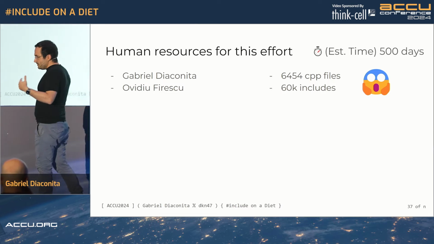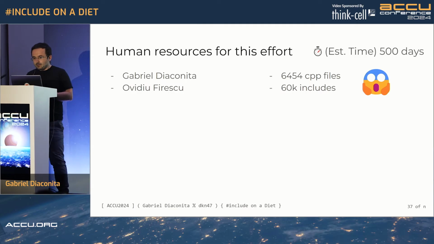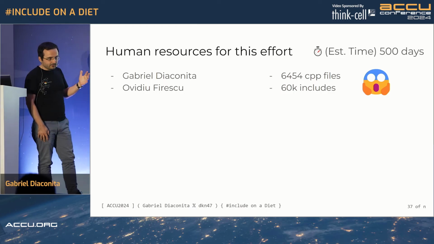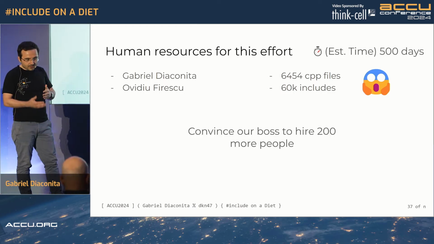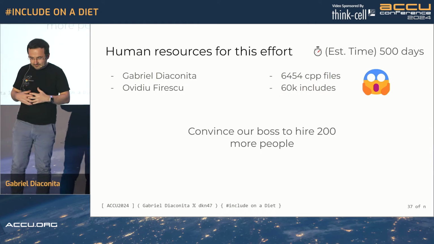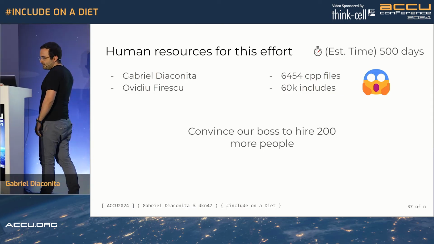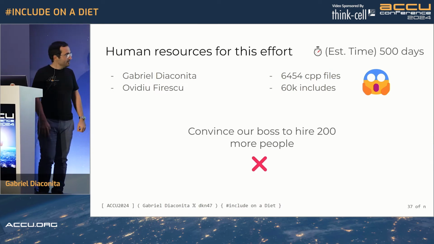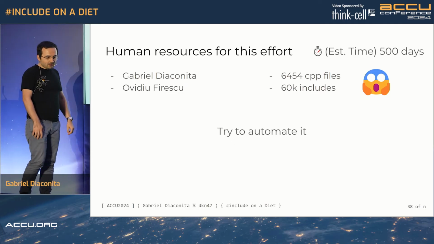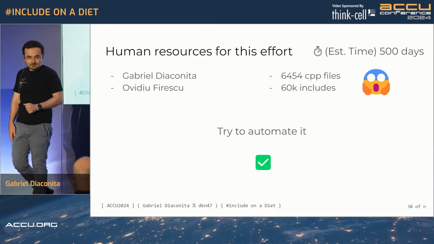So what can we do in this situation in order to make it achievable in under 1 week? It's an obvious solution. We just have to convince our boss to hire 200 more people. And everybody crunching this task. Sadly, not an option. We couldn't find 200 people. So we had to resort to automating this task, which we did. It worked.